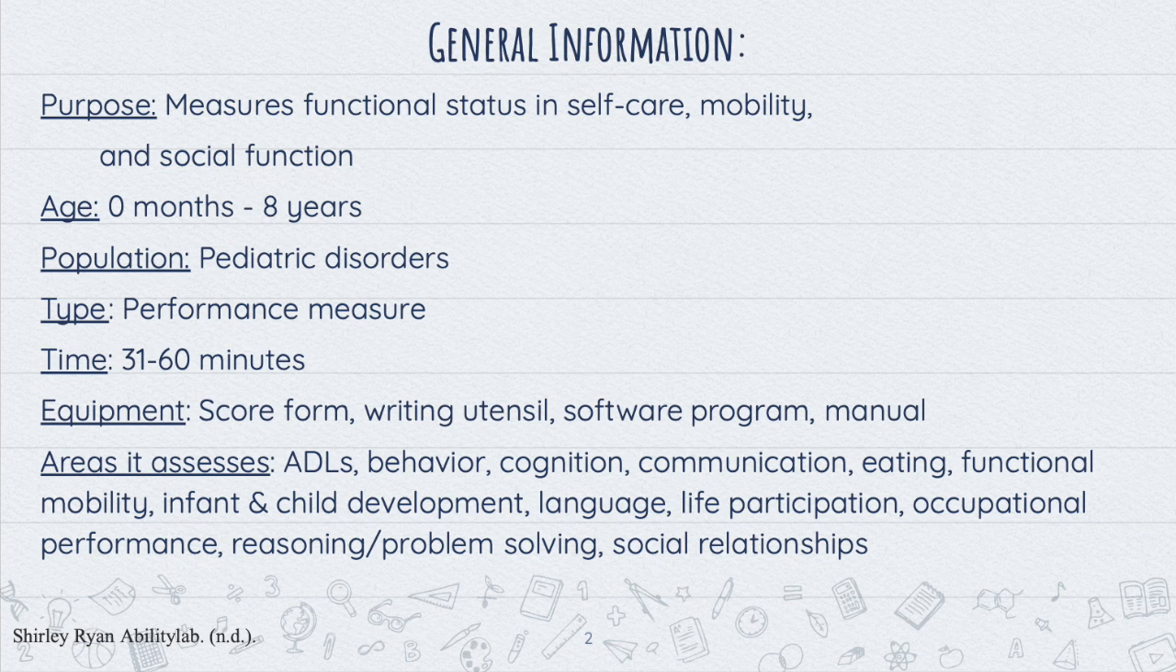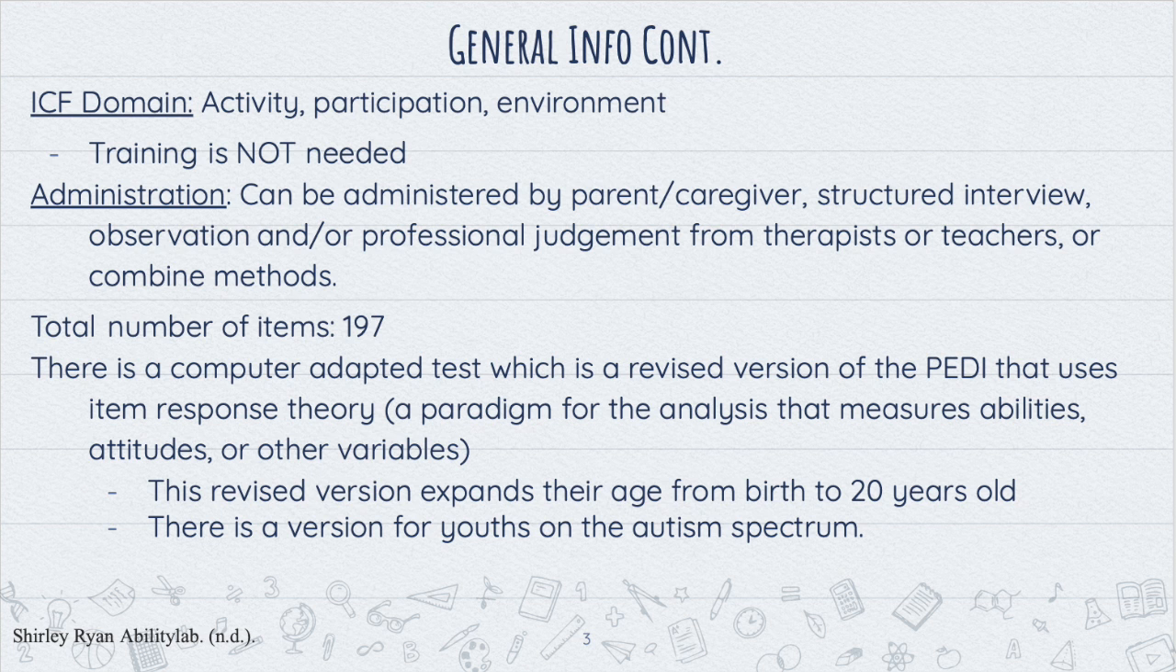However, I did find that some other places said that it takes 40 to 60 minutes, depending. The equipment needed is the score form, a writing utensil, software program, and the manual. And the areas that it assesses are ADLs, behavior, cognition, communication, eating, functional mobility, infant and child development, language, life participation, occupational performance, reasoning and problem solving, and social relationships. This assessment falls under the ICF domains of activity, participation, and environment. Training is not needed in order to administer this test.